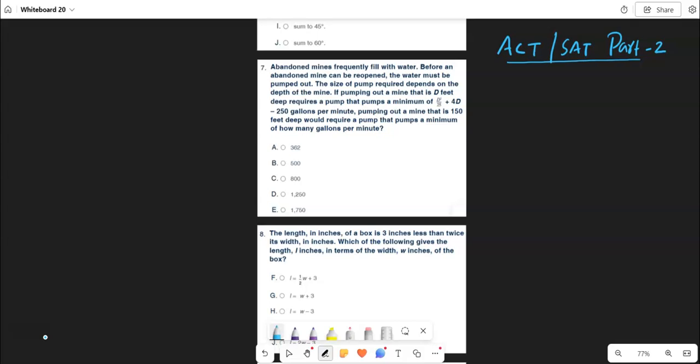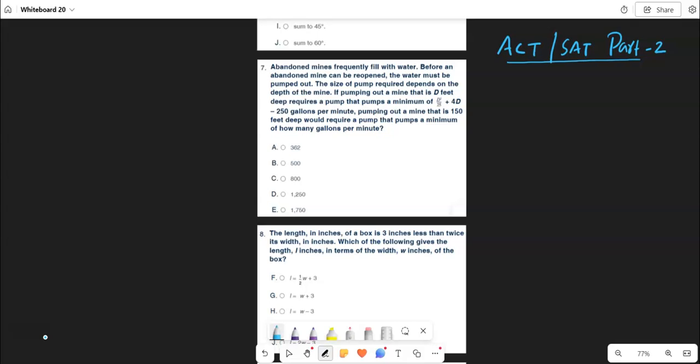Okay, so the first question here is, because we already did the first 6 questions in the previous video, we are starting with the seventh question of this topic. The question is this: abandoned mines frequently fill with water. Before an abandoned mine can be reopened, the water must be pumped out. The size of pump required depends on the depth of the mine.